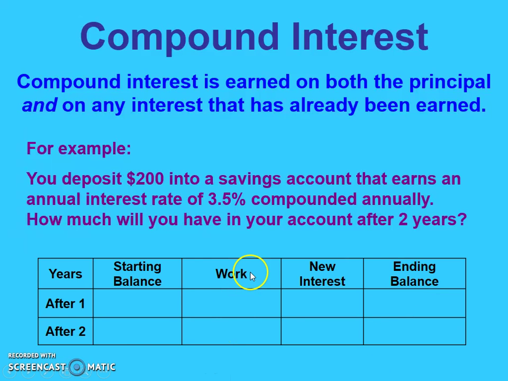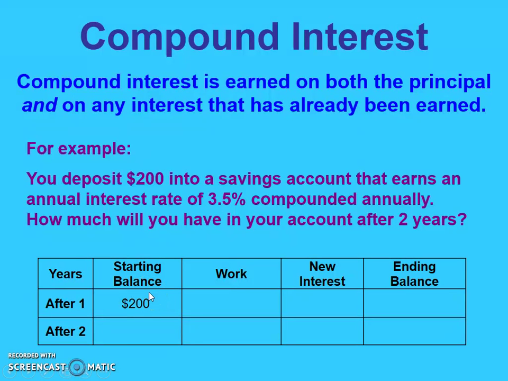So I would set it up something like this, where I'm keeping track of how many years have passed. I'm keeping track of my starting balance at the beginning of each year. Leave a little bit of room to show your work, to write down what your new interest amount is, and then to find that ending balance. So when I deposit $200, that's my starting balance. So after a year has gone by, I've started with $200, I'm going to calculate 3.5% interest on that $200.